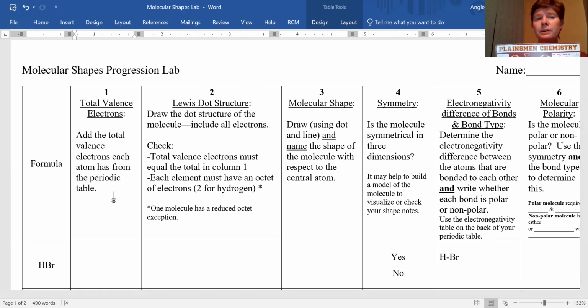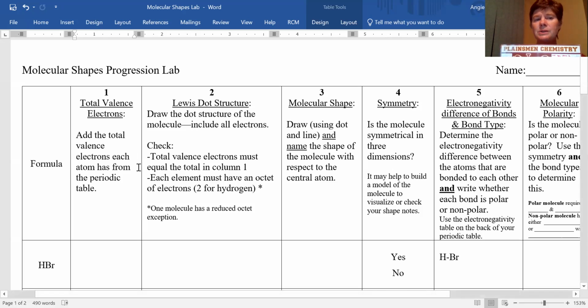In a later video lecture we will work with columns 3 and 4, which are molecular shape and symmetry, and then later we'll finish out the entire rest of the lab. But for right now, just columns 1 and 2. Let's start with column 1, total valence electrons.